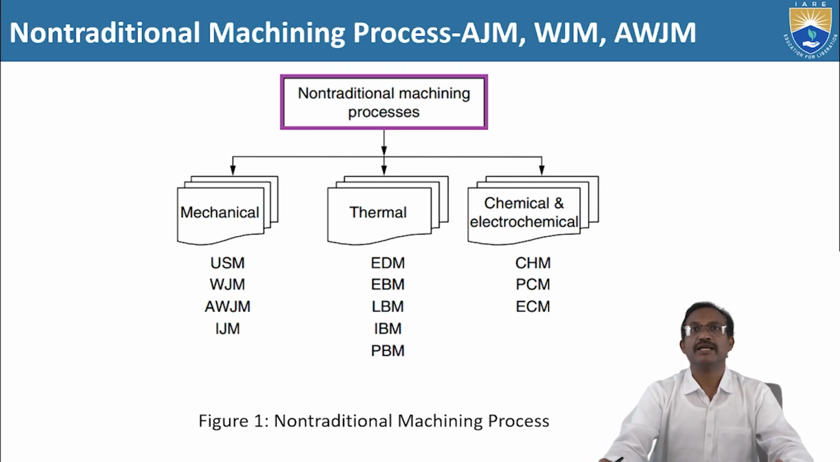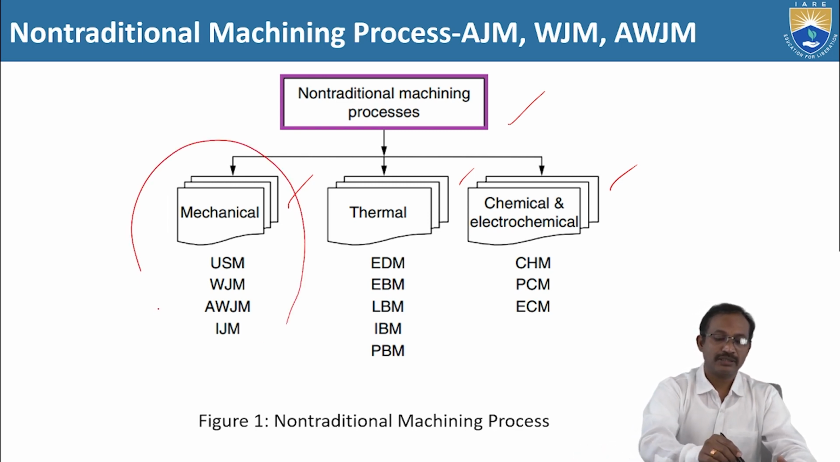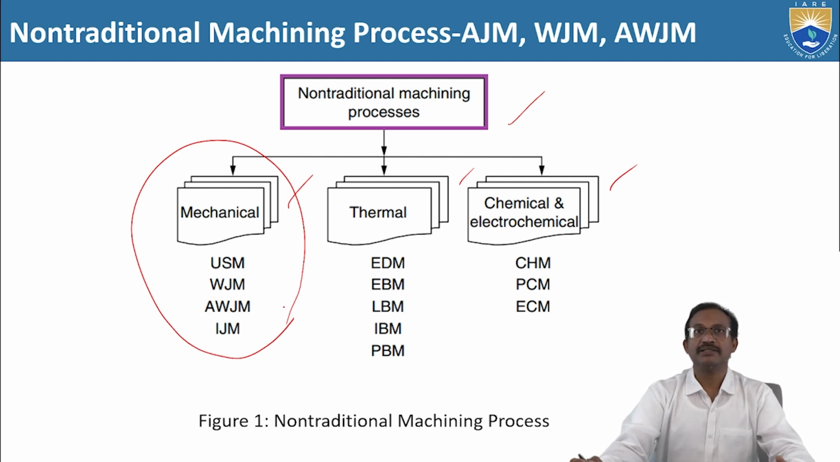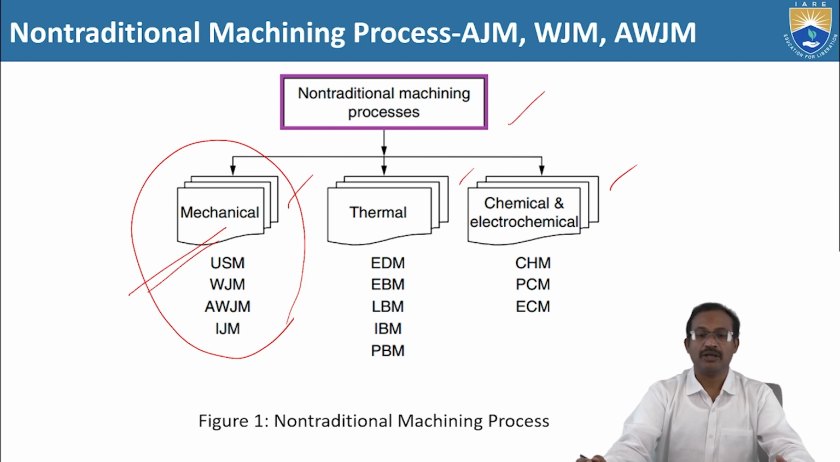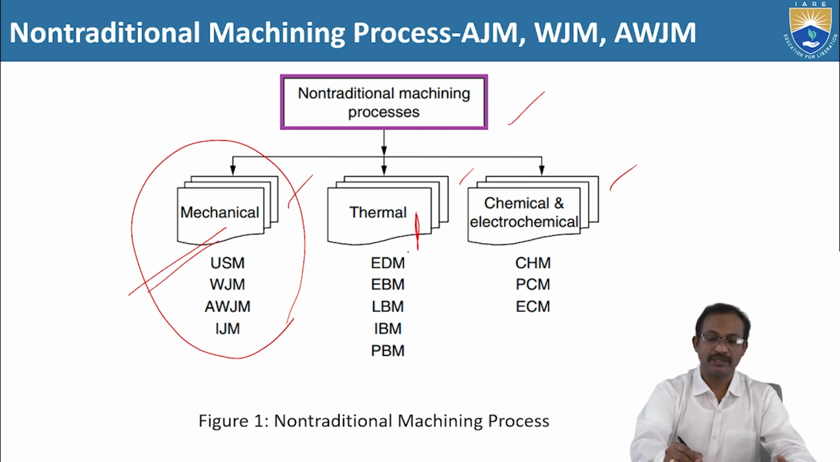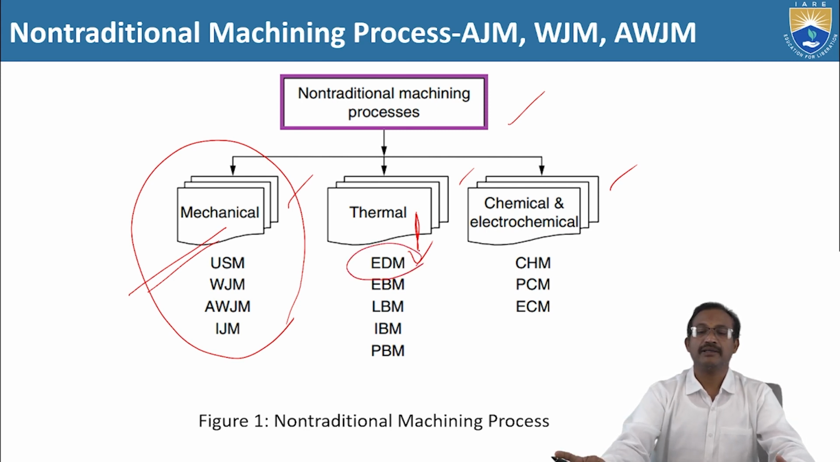Before we go directly to the electro discharge machining process, let us start from non-traditional machining processes. In that, there are mainly four types: mechanical, thermal, chemical, and electrochemical. So far we have covered the machining processes which come under mechanical. Now let us start with thermal, electro discharge machining.